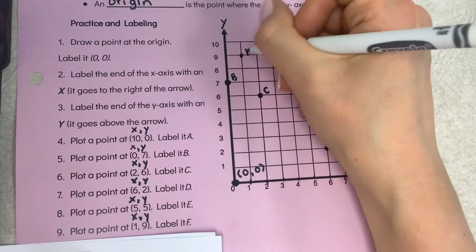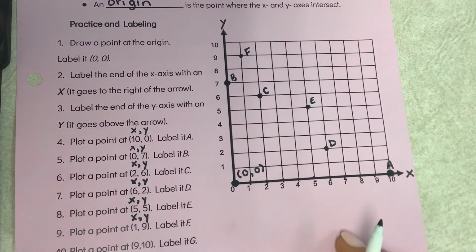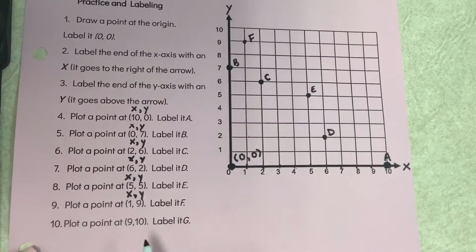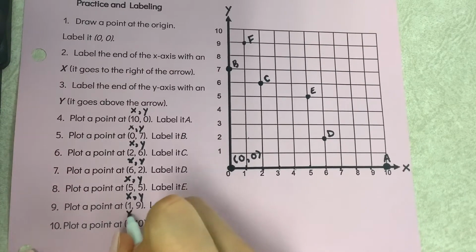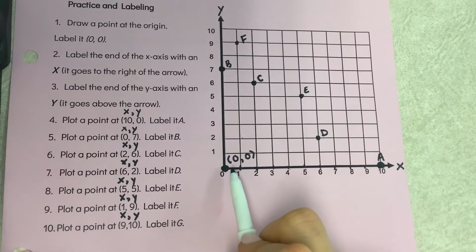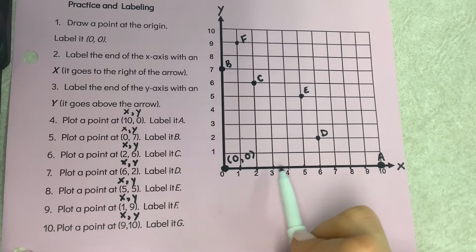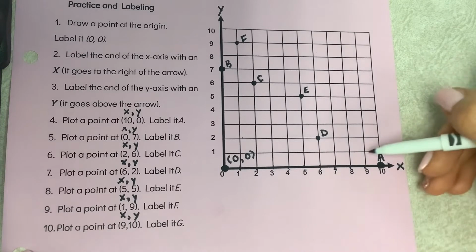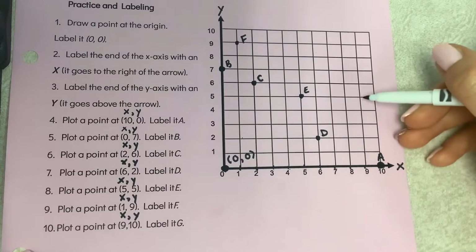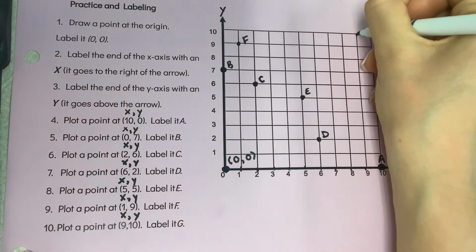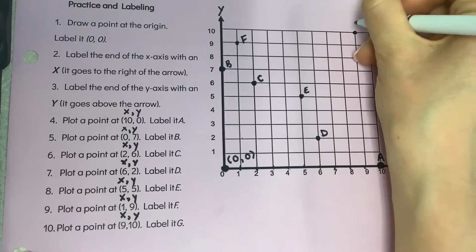I'm labeling that F. And finally, number 10, plot a point at 9, 10, label it G. So I know that I'm going to go over 9 and up 10, starting at my origin. 1, 2, 3, 4, 5, 6, 7, 8, 9. 1, 2, 3, 4, 5, 6, 7, 8, 9, 10. Plot a point right there, label it G.